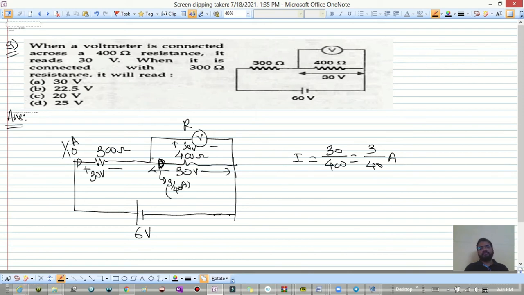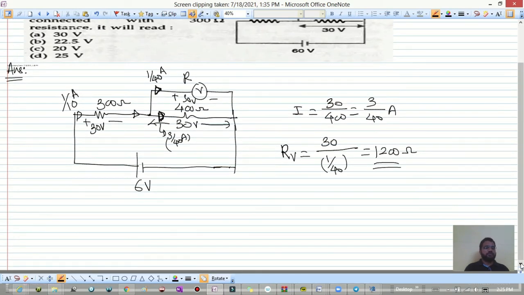So 1 divided by 10 ampere is incoming. 3 by 40 is outgoing. What is the current in this? It must be 1 divided by 40 ampere, isn't it? 1 divided by 40 plus 3 divided by 40 is 4 divided by 40, which is equal to 1 by 10 ampere. So once we know the voltage and the current, we can find out the resistance of the voltmeter, and that is equal to V divided by I. So V is 30 divided by I is 1 by 40, which is equal to 1200 ohm. 1200 ohm is the resistance of the voltmeter.